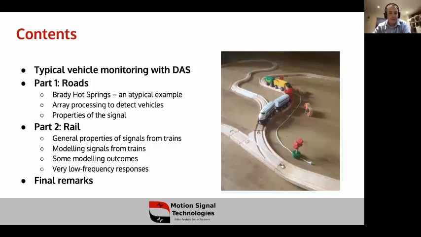And so the final bit will be where I try and tie all this together by talking about the things we can do and things we can't, or at least things that I think we can't with these types of data, and how I think geophysicists can help with analyzing some of the DAS data from transport networks a little bit better.